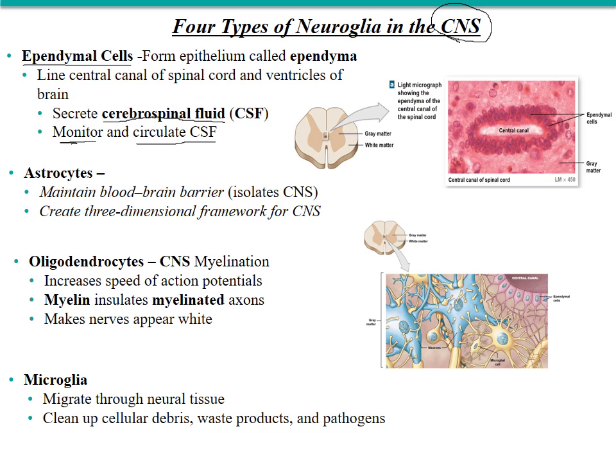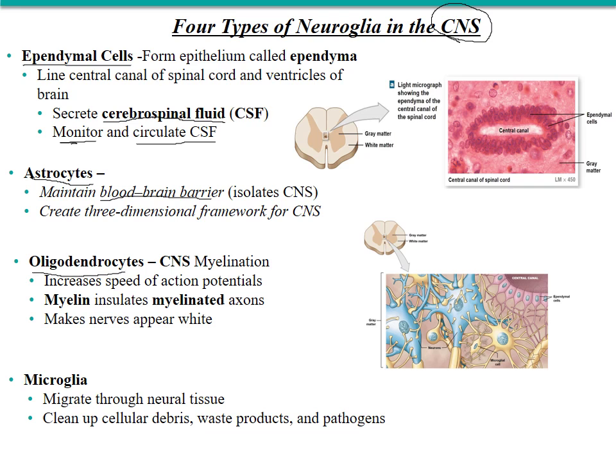The second type of neuroglial cell we're going to talk about are the astrocytes. The astrocytes are responsible for isolating the central nervous system from the circulatory system. It maintains what we refer to as the blood-brain barrier. The goal here is to protect the brain from any toxins or waste products that happen to be circulating in the blood, and to still be able to get the nutrients, oxygen, etc. into the brain that we need.